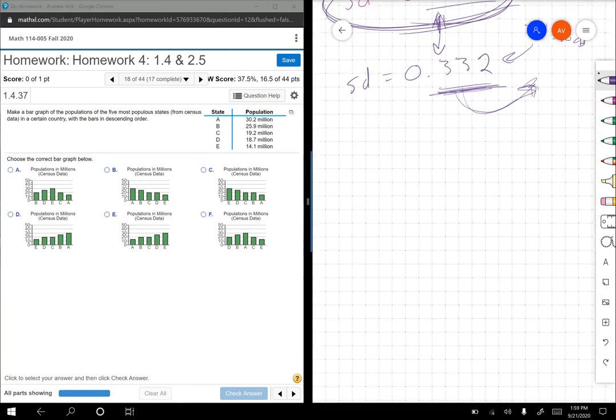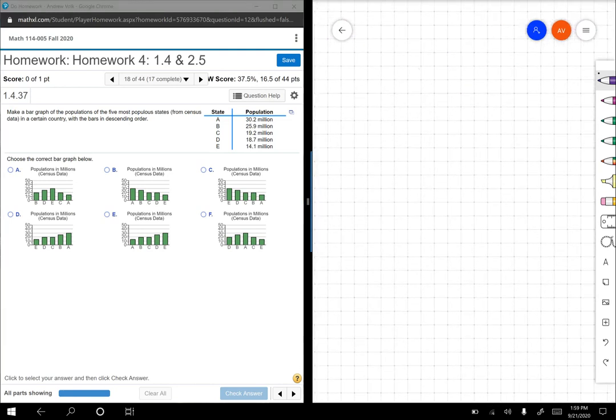All right, number 18. These graphs are tough on these because sometimes they're not as precise as I'd like them to be. So it says make a bar graph, but we don't have to actually make it. We're just going to pick one. And it wants the bars in descending order. Descending means what? Well, it means going down.